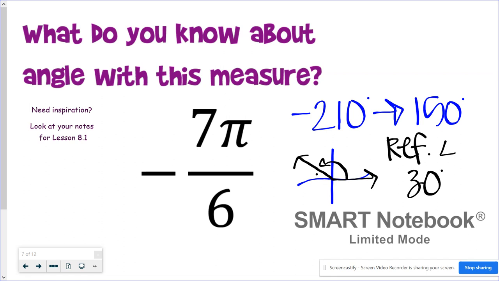Okay. And that's really what you need to know. You want to know where it is located. What quadrant could you draw a reference triangle in? And we could totally draw a reference triangle in quadrant 2. We even know the reference angle is 30. So then what do we do with this?